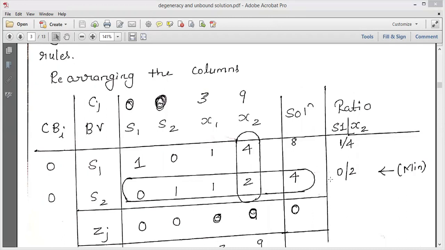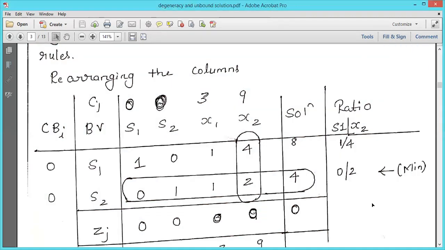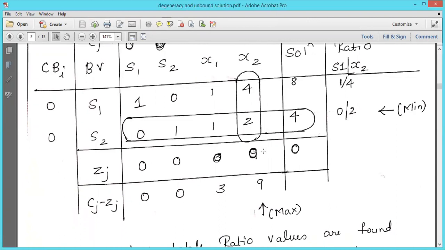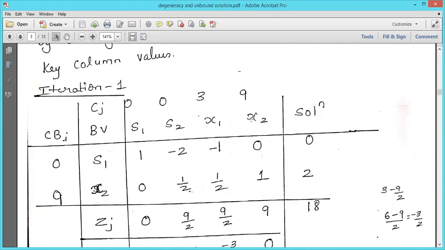Now here, 2 is the key element. We have to make this value 1. So divide this entire key row by 2. So after dividing by 2, here we have the values 0, 1 by 2, 1 by 2, 1, 2.